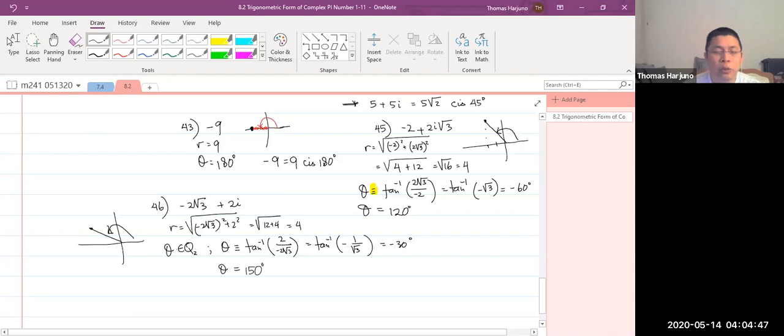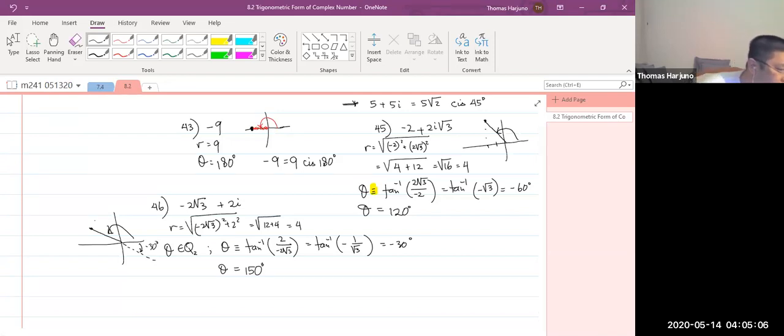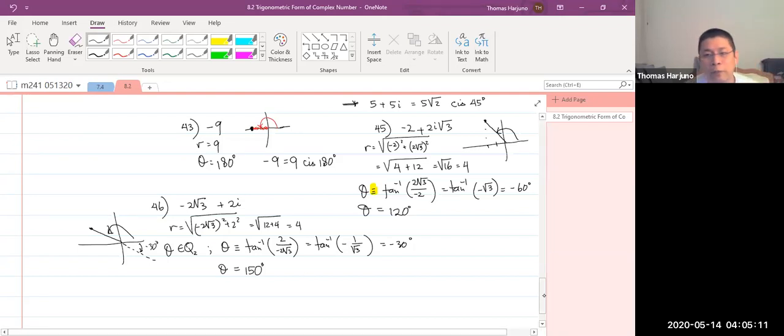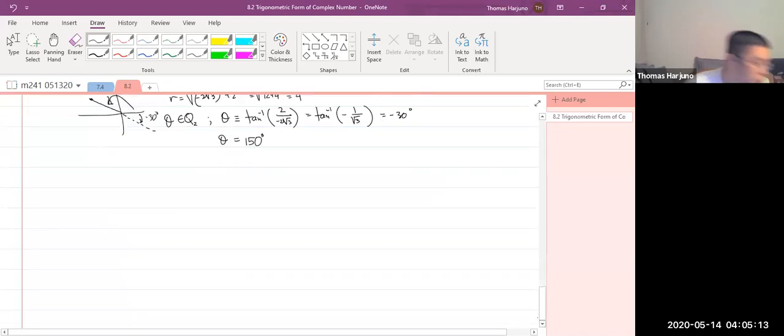You will see that if I do adjustment, I need to add 180 degrees. Because negative 30 degrees here, negative 30 degrees, right? Then if I adjust, I just add 180. That's for number 46. I'm actually done with this section, but let me go ahead further. What happens if we have very ugly numbers? Let's say, for example, number 48.